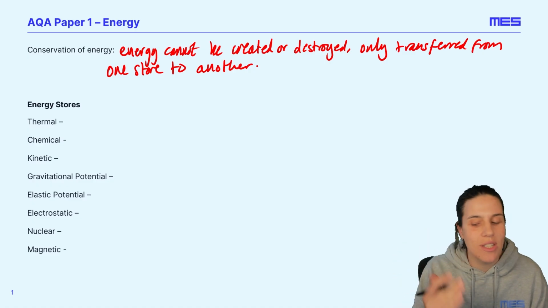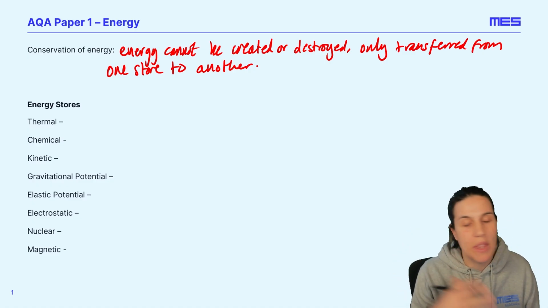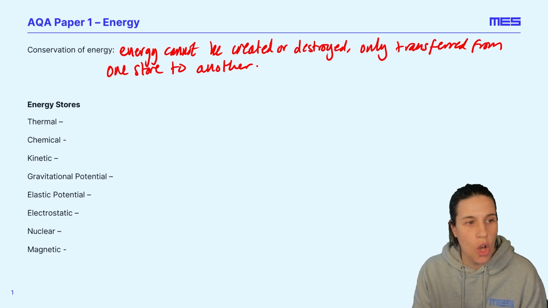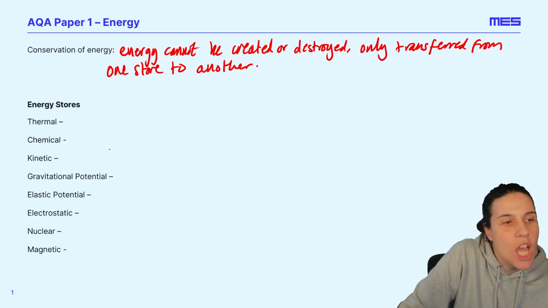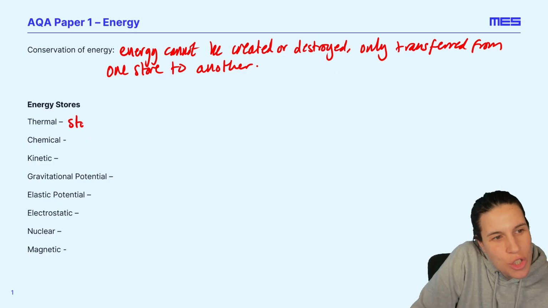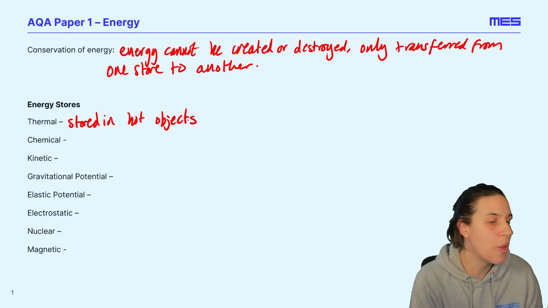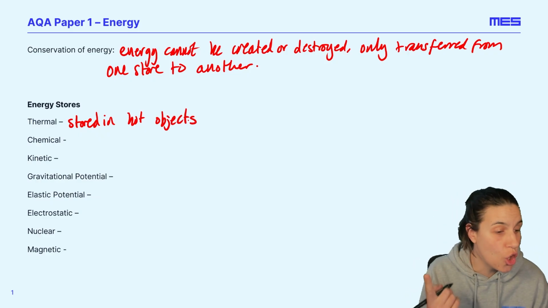So there's never going to be a question that's like list all 8 energy stores, but there might be a question like, you've got a hot cup of tea, what energy store has it got? And that would be thermal energy, because thermal energy is stored in hot objects. The hotter the object, the more thermal energy it is storing.